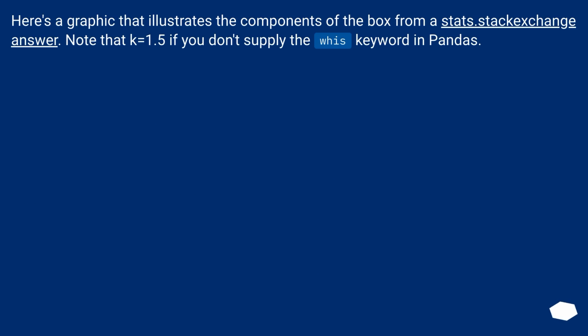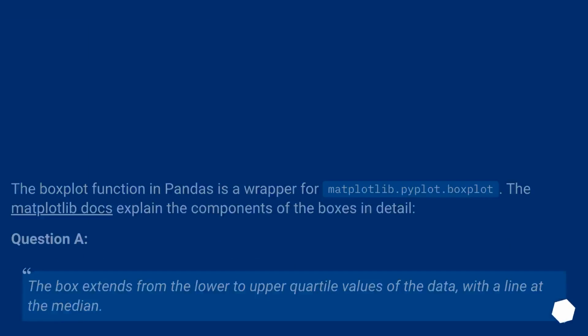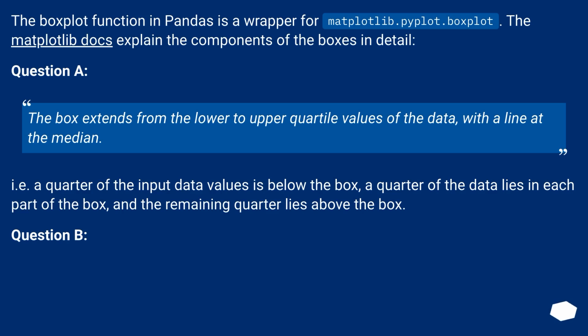Here's a graphic that illustrates the components of the box from a stats.stackExchange answer. Note that k equals 1.5 if you don't supply the whis keyword in pandas. The boxplot function in pandas is a wrapper for matplotlib.pyplot.boxplot. The matplotlib docs explain the components of the boxes in detail.